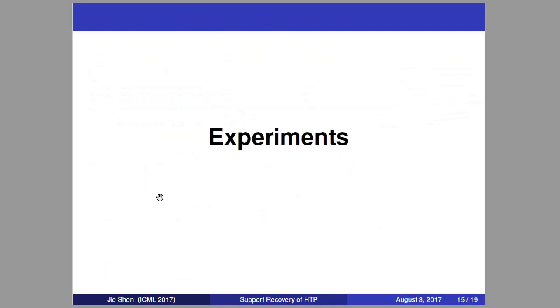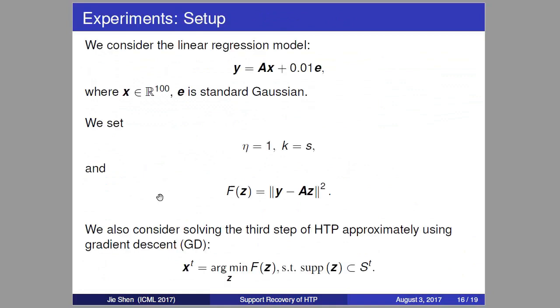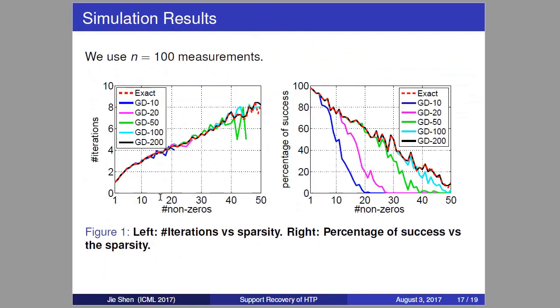Finally, we look at some empirical results. We consider the linear regression model with Gaussian noise. We set eta equals 1 and k equals s. We use the least squares for f(z). We also consider solving the last step of HTP approximately using gradient descent. We use 100 measurements. Here, exact means we calculate the closed form solution for the last step of HTP, and GD-10 means we run gradient descent for 10 steps.